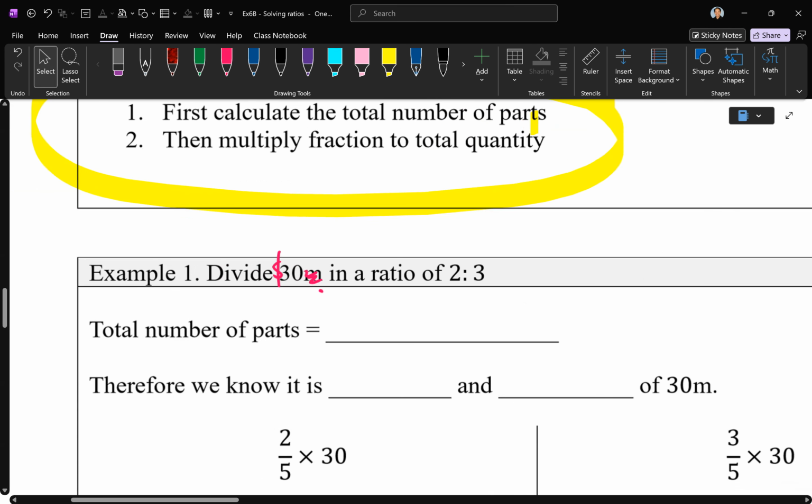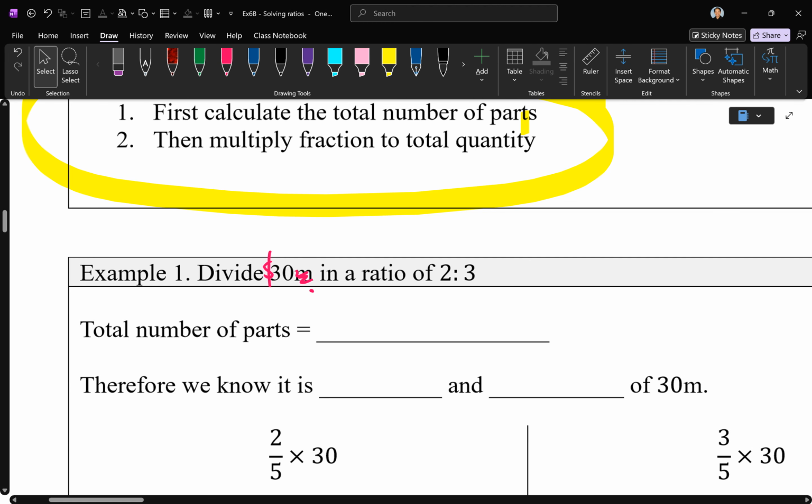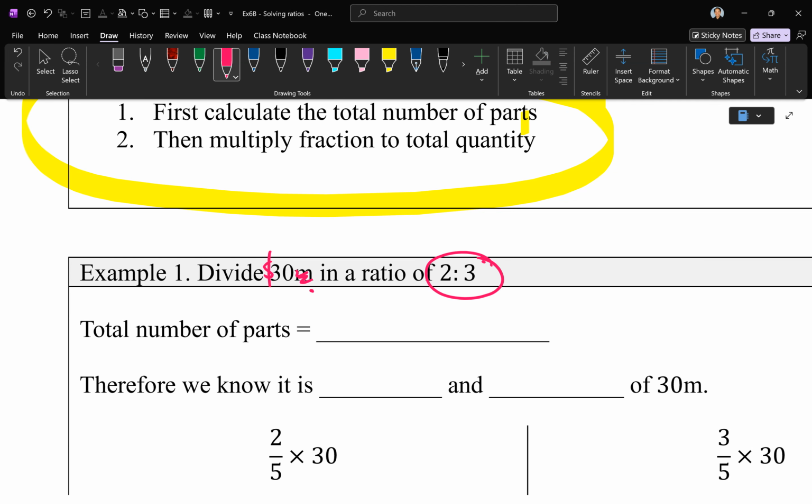So again, step number 1. First calculate total number of parts. So if it's a 2 to 3 ratio, how many parts are there? 5. Very good. That's step number 1 done. That's it. You literally add the number of parts. So 2 plus 3 gives you 5 parts.